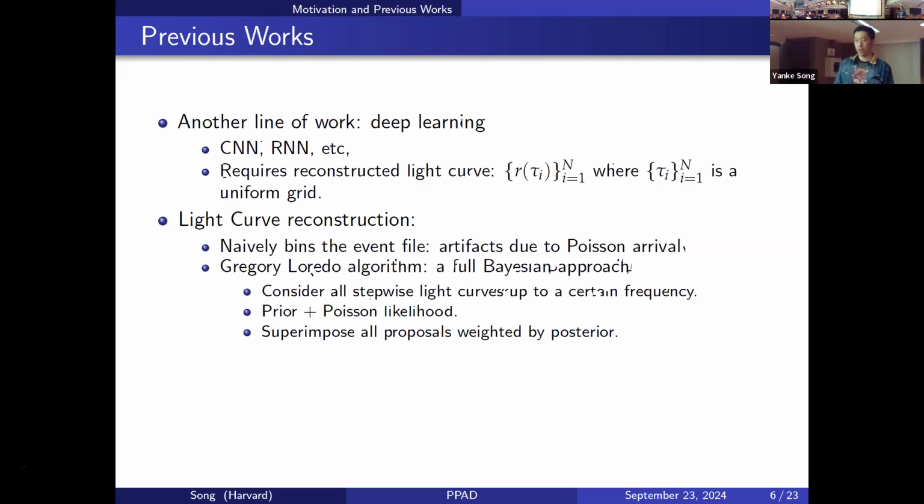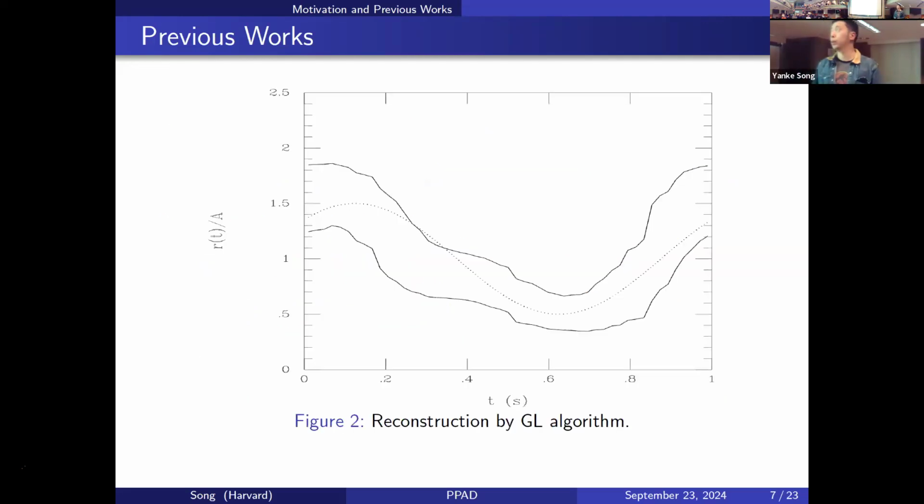To give an example of how the GL algorithm looks, this is one of the screenshots I took from the GL algorithm paper, where this dashed line is the simulated true light curve, and these are the upper and lower bounds from the reconstructed light curves of the GL algorithm. We can see it is piecewise linear because these hypotheses are actually piecewise linear. You need to compute the likelihood and posterior, which is pretty computationally expensive. That's why you can only do up to say 20 piecewise linear pieces.